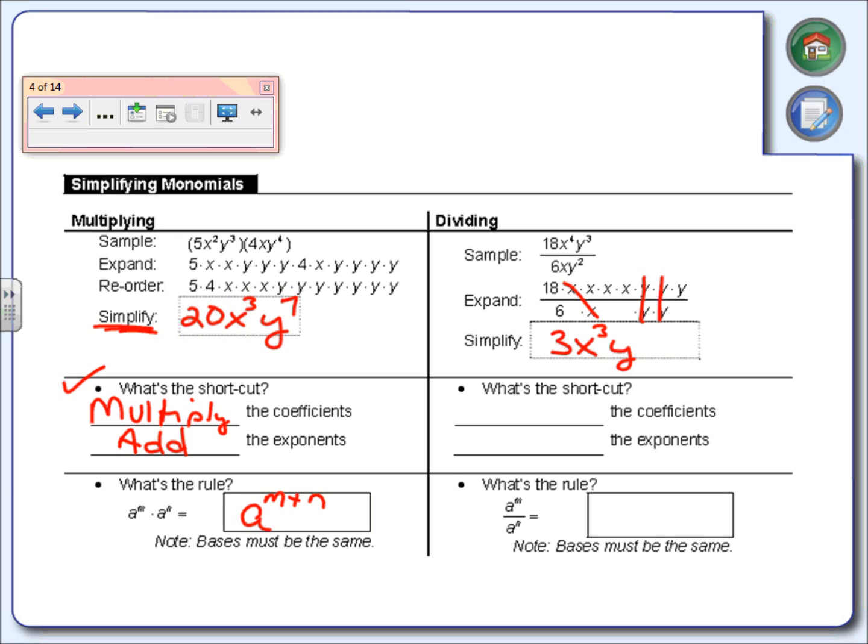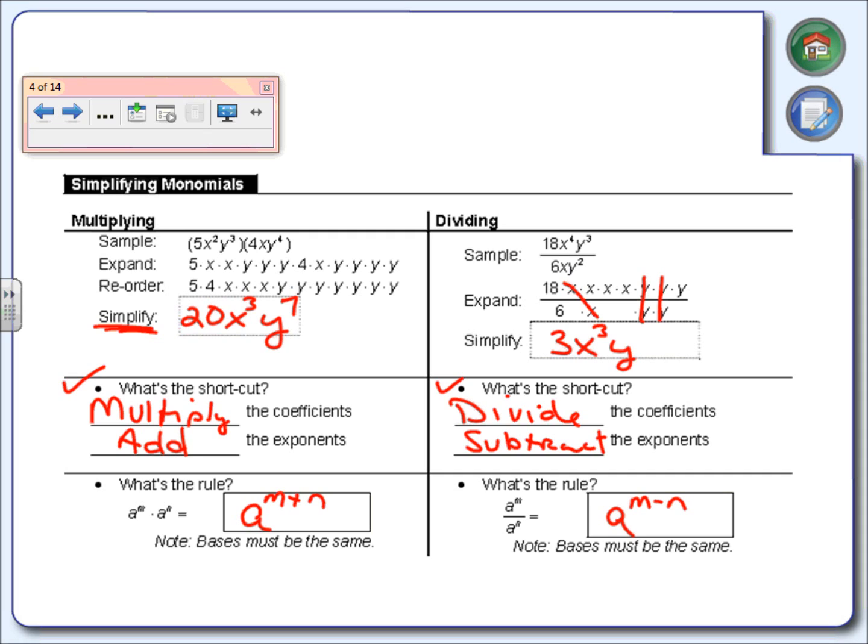But again, are we really going to go through all that work and expand this? Of course not. We've got a shortcut for this as well. What did we do with the coefficients this time? Divide. What did we do with the exponents this time? Subtract. Subtract the exponents. So then we can make a general rule here, and that rule is going to be a to the m power divided by a to the n power would be a to the m minus n power.